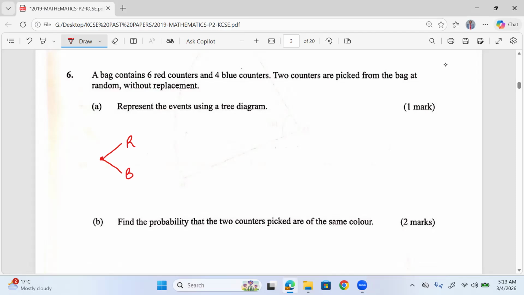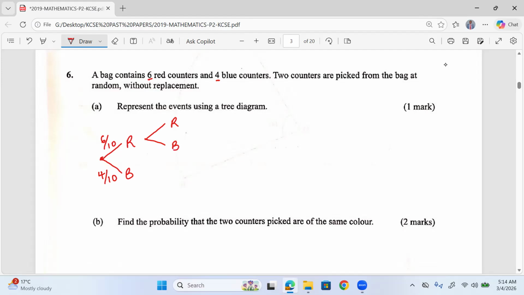Now, there is a possibility of picking a red counter or a blue counter in the first picking, and the red ones are 6, out of a total of 6 and 4, which is 10. So 6 out of 10 is the probability of picking red. Then the probability of picking a blue should be 4 over 10, like that.